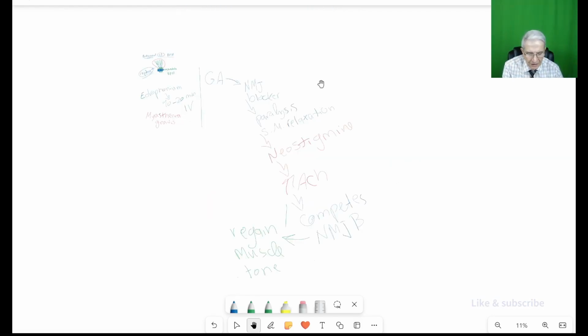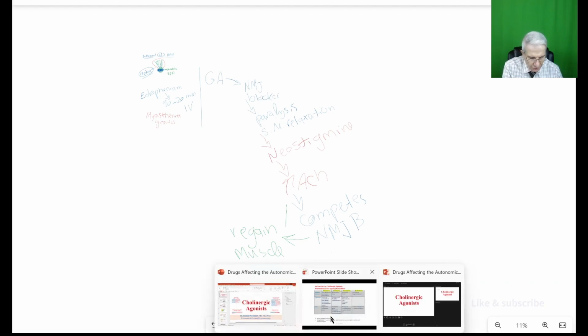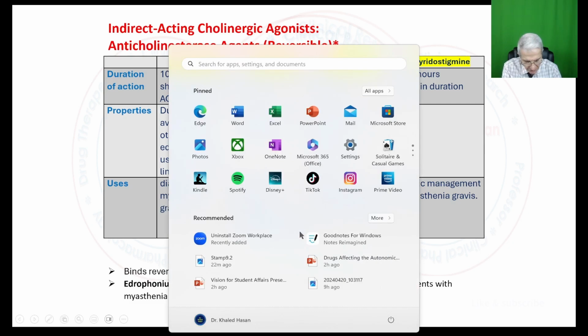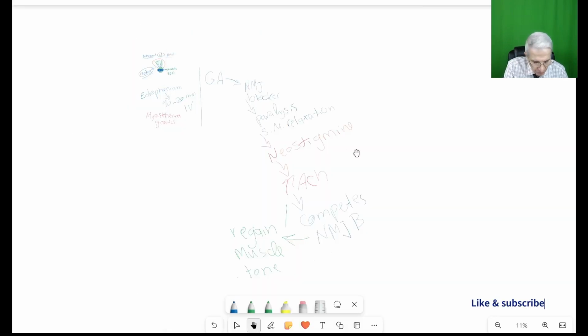Okay, let me explain how neostigmine reverses the action of... if you go to the slide here, you can see neostigmine is used for the treatment of myasthenia gravis, number 1. Number 2, neostigmine could be used for reversal of non-depolarizing agents. Here we have the whiteboard. Let me try to explain what happened there.